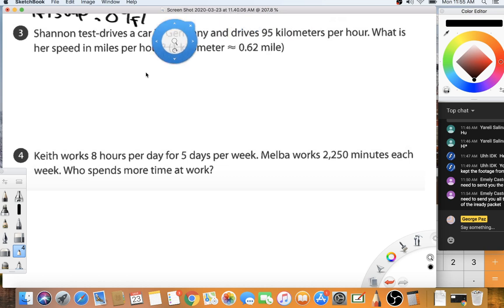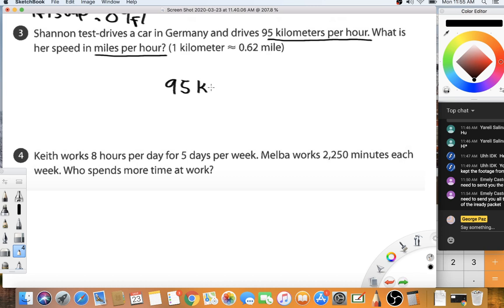Now, for number three, this one says Shannon test drives a car in Germany and drives 95 kilometers per hour. What is her speed in miles per hour? Now, we have this ratio right here. 1 kilometer is approximately 0.62 miles. Now, this person is driving 95 kilometers per hour. Can we get from 1 to 95? Yeah, it's pretty easy.